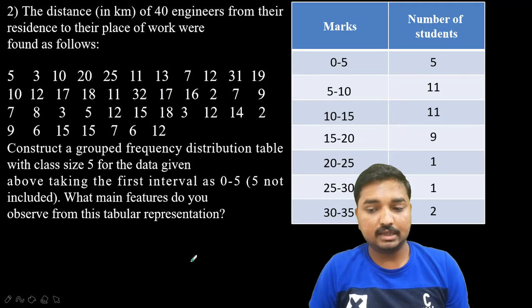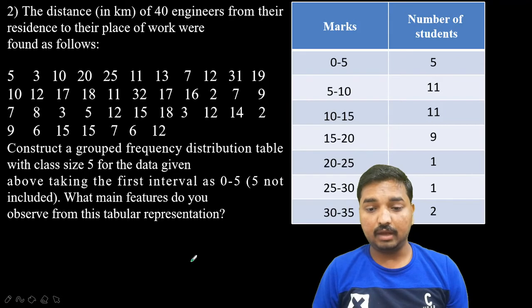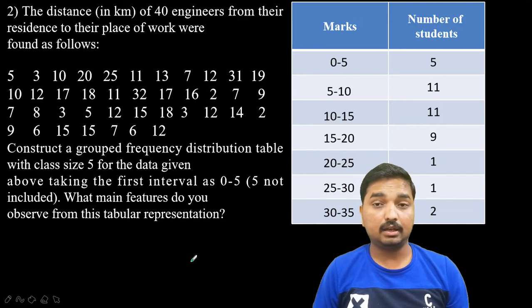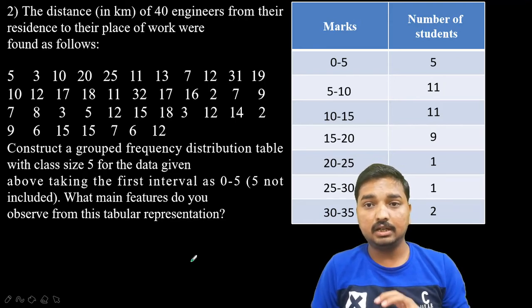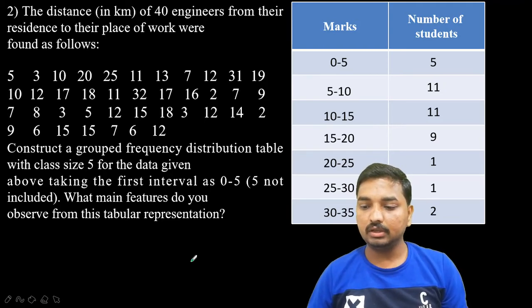Okay, so now I'm going to answer the additional question. So what can you understand by this one? Okay, actually data is related to what? Distance of engineers from their residence to their workplace. 40 engineers are there, and all the 40 engineers are working in a company, and the distance from their residence to the company is given to you. Okay, in kilometers.